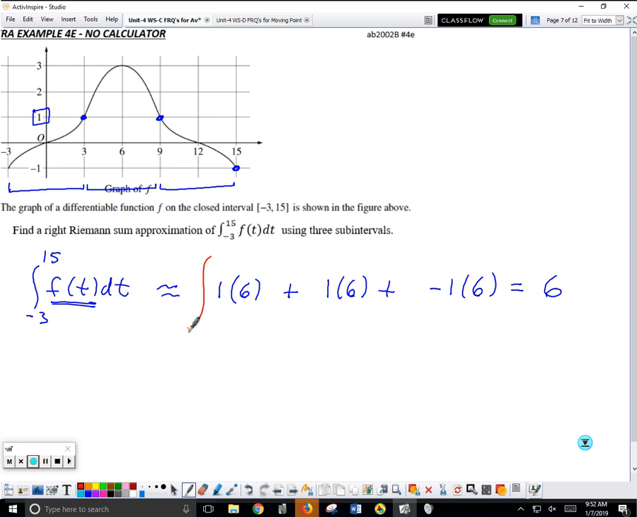This integral is found by doing these computations. We're supposed to take f multiplied by dt. So it said 3 subintervals, so I divided up the entire integral into 3 equal subintervals. The value of f on the right of the first subinterval is 1. So there's the 1. dt for the first subinterval is 6.